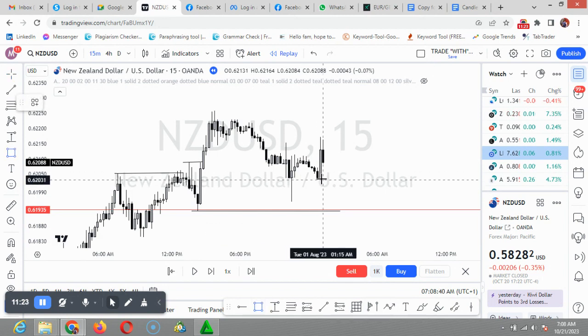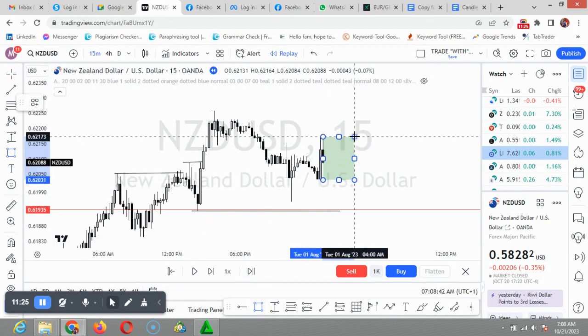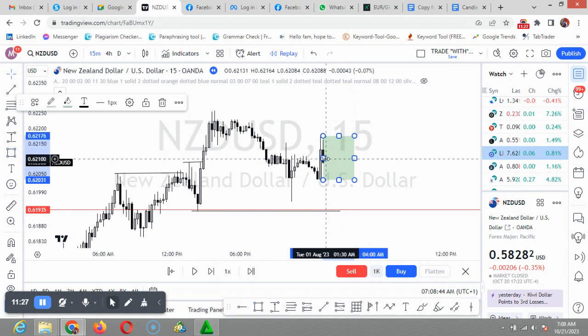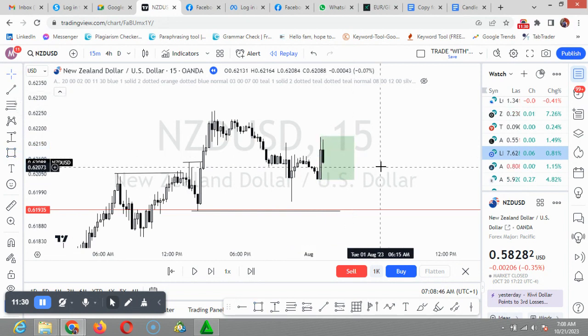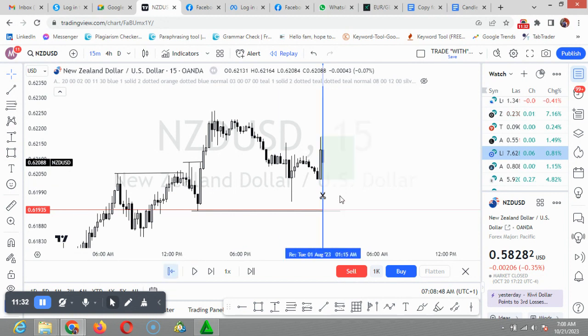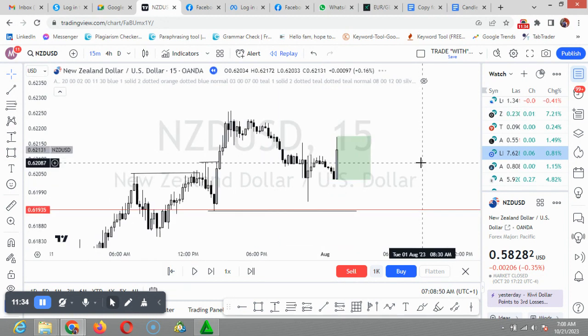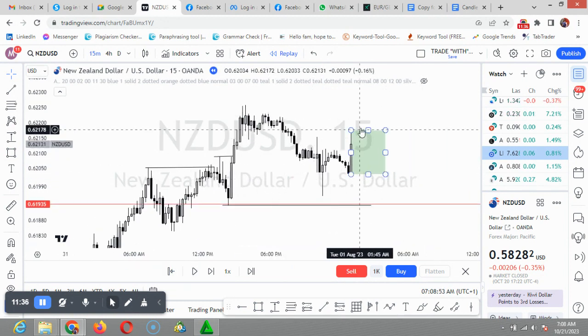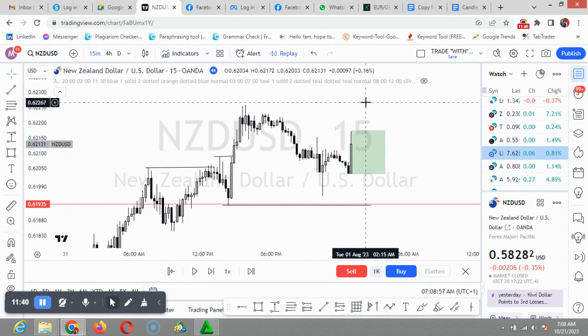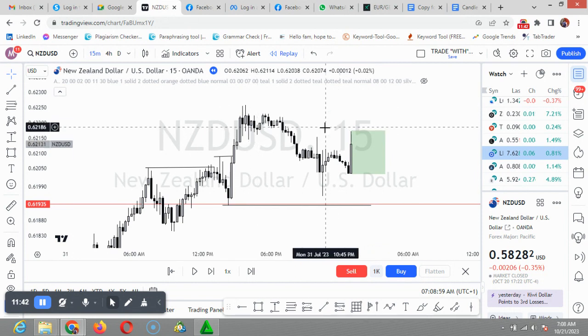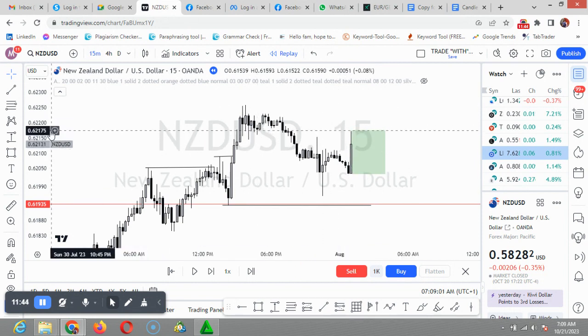We mark the bottom to the top. We mark everything. All right. So let me show you the candle. So this is the candle. We mark everything in that candle, from the bottom to the top. And once you have marked it, what do we do next?